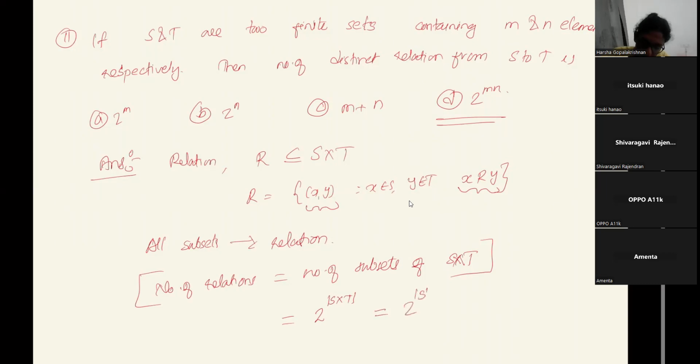Two power number of elements in S into number of elements in T. Number of elements in S is given as M and the number of elements in T is given as N. That is 2 power Mn. Is this clear? This is very simple. Is this clear? Do you want to explain again? No, ma'am. Yes, ma'am. Okay. So the option D is the correct answer. Okay. Now let's go to the next question.